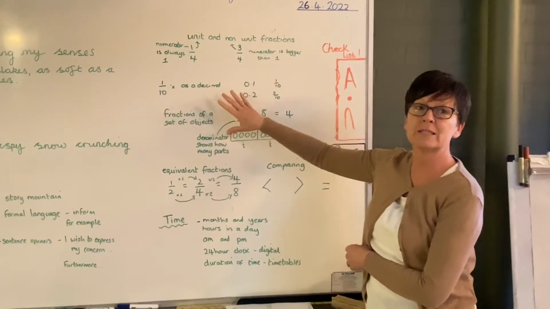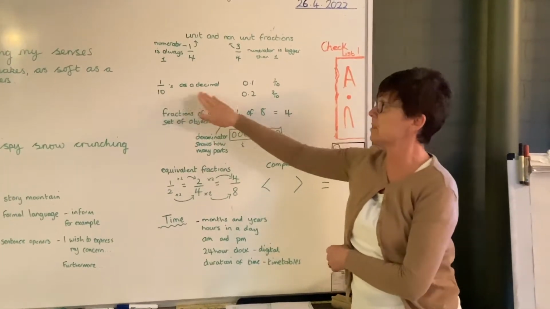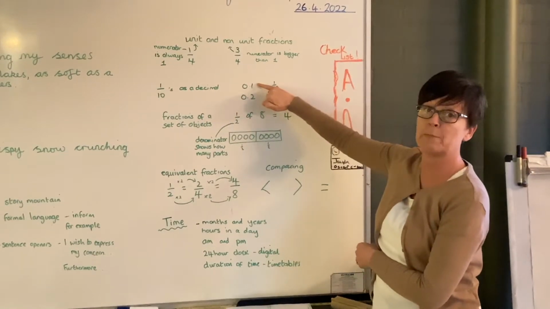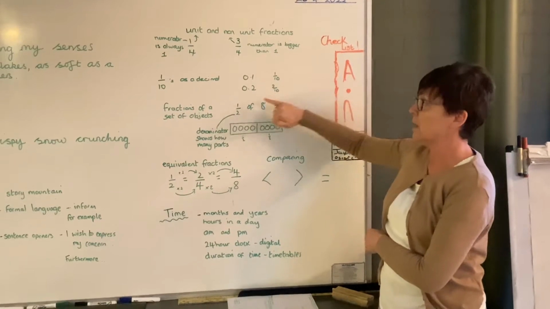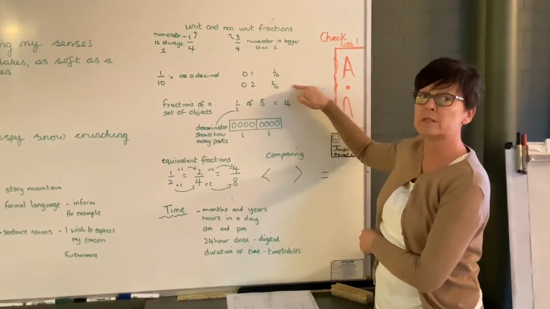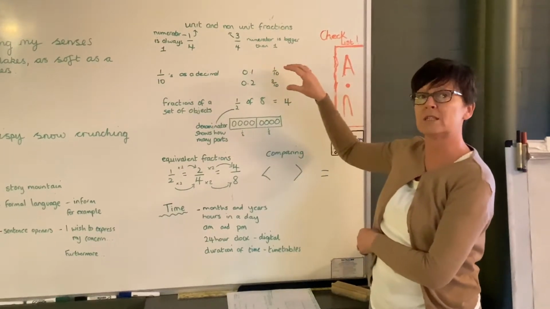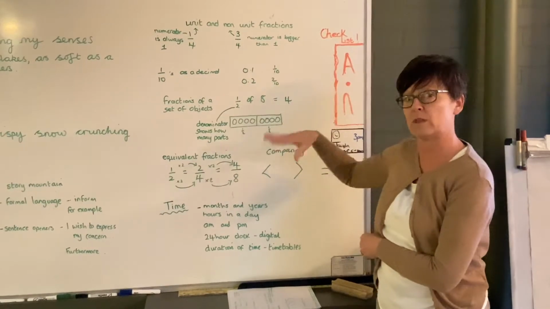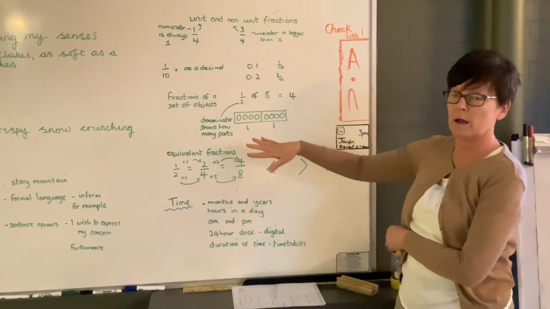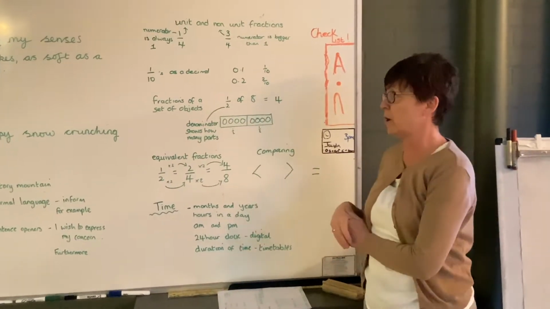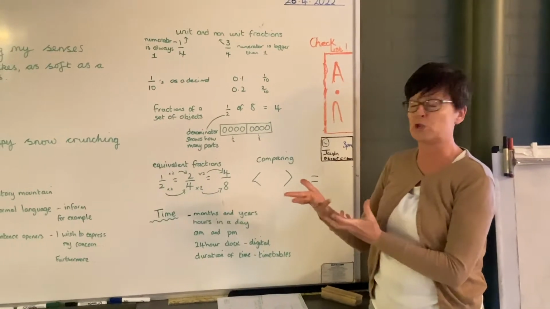We'll also be looking at tenths as decimals, so I've written tenths as decimals here, and as you can see I've started the pattern of 0.1 is a tenth, 0.2 is 2 tenths, so if you and your children wanted to look and see if you could write the rest of the tenths within that and make the pattern, that would be fabulous. We'll also be looking at fractions of a set, of an amount of objects.